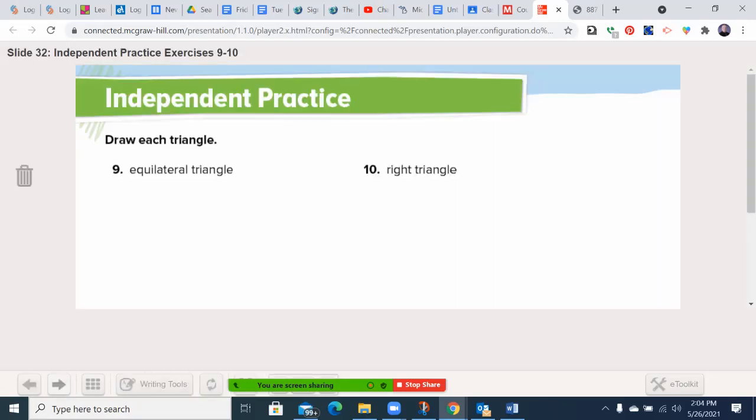Now, what I want you to try to do, and this is only possible on your paper, is to draw number 9, an equilateral triangle, and number 10, a right triangle. Go ahead, pause the video and unpause the video when you're ready. Welcome back. Let's see how you did. So equilateral, as long as all the sides are the same length, you're good. And a right triangle, as long as you have a 90-degree angle. And you can measure that with a protractor.